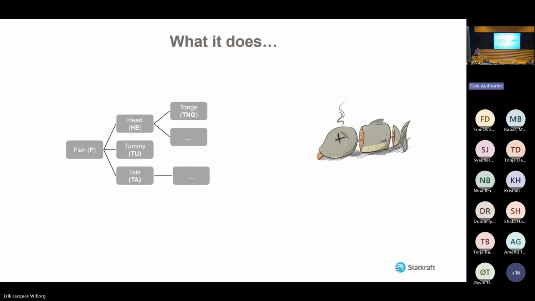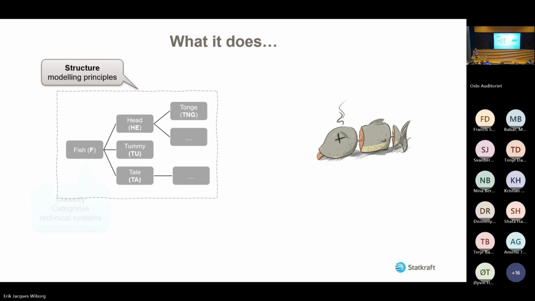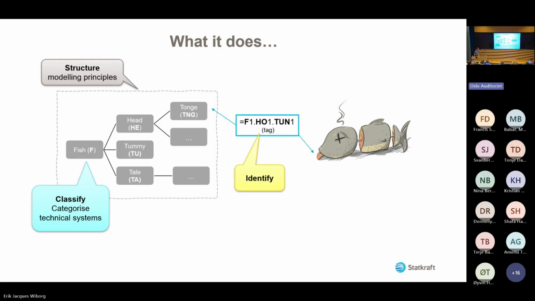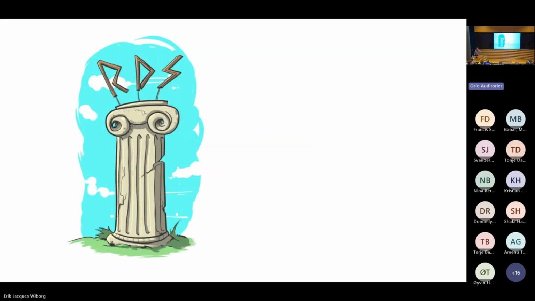All right? So the RDS is a digital representation. It's a hierarchical structure of any system, a fish. And then every component within, at a different aggregated level, is classified according to the classes that you use. With this framework, a kind of digital representation, you identify every single component. So you have the fish, you have the head and the tongue, and you put all those together and you have a tag.